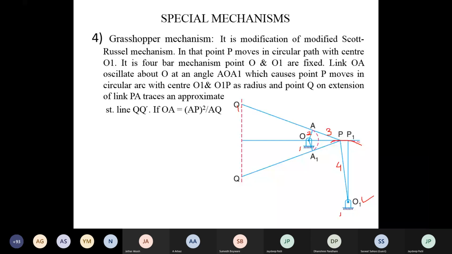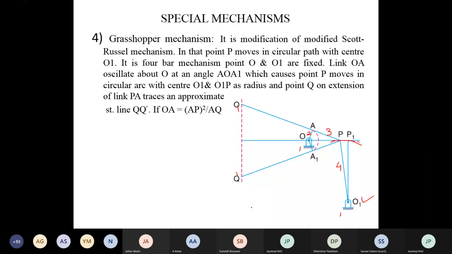So this is Q dash. How it works? Grasshopper mechanism. When OA oscillates at an angle AO-A1, the point P traces a curve or arc whose radius is O1P. At the same time, Q, the point on the extension of AP, traces an approximate straight line if OA, the radius of this oscillating link OA or link number 2, is equal to AP square upon AQ.